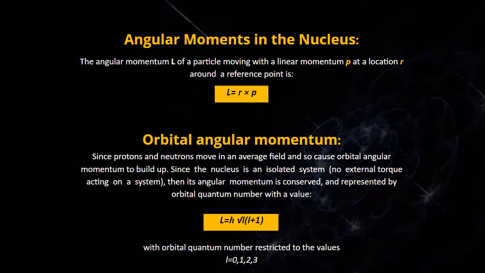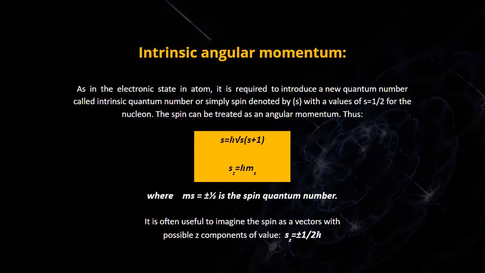As the nucleus is an isolated system, there is no torque acting on it. Then its angular momentum is conserved and is represented by h-bar under root l(l+1), where l has very restricted values: 0, 1, 2, and 3.